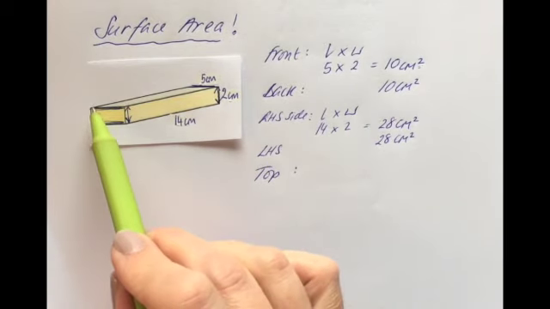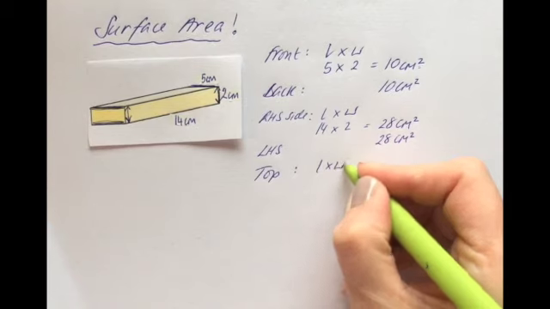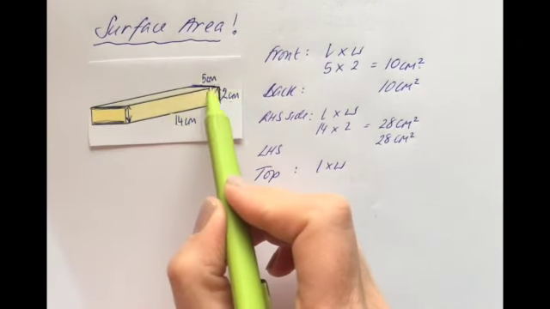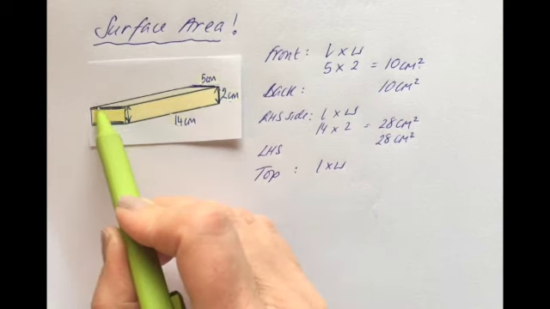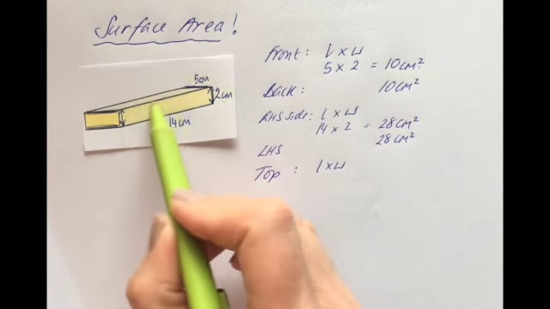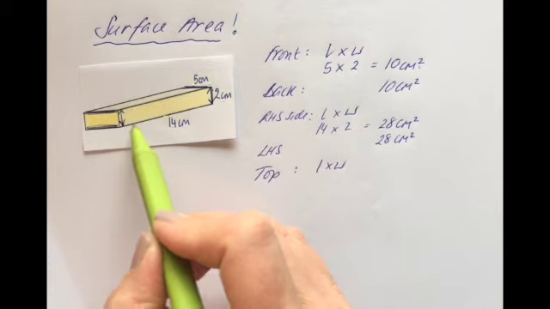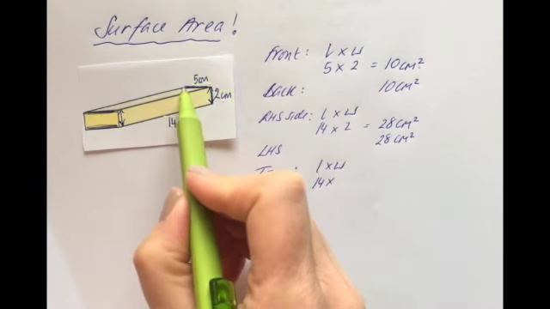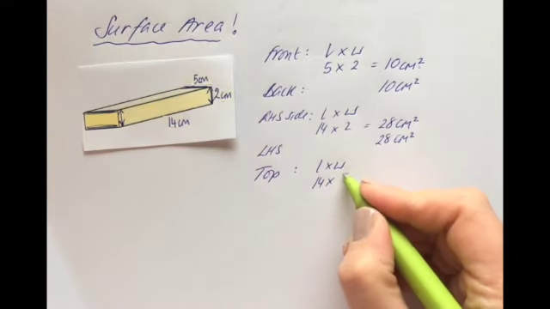Okay, lastly, we're going to look at the top. And again, the top is a rectangle, so length times width. And the length of that top rectangle, there's the top rectangle there, is, of course, the same as that length there, so 14. And the width of that top rectangle is clearly 5.